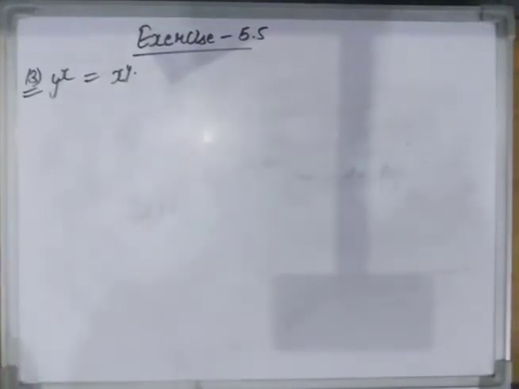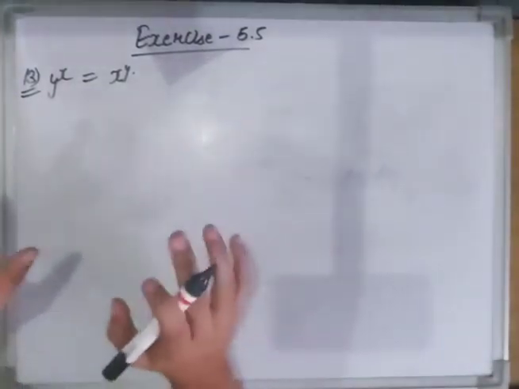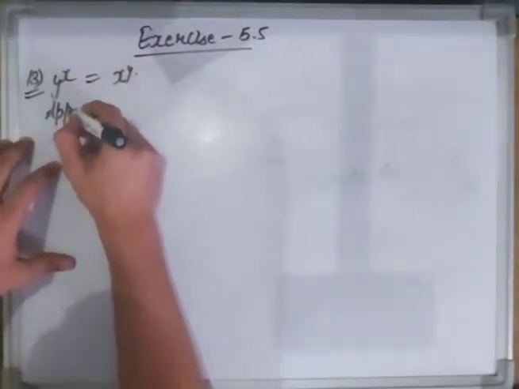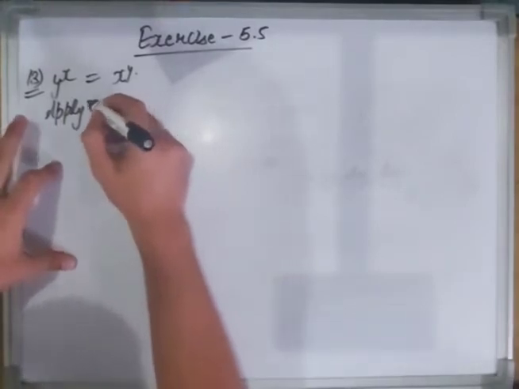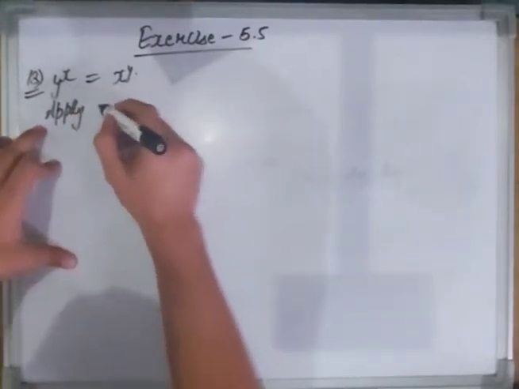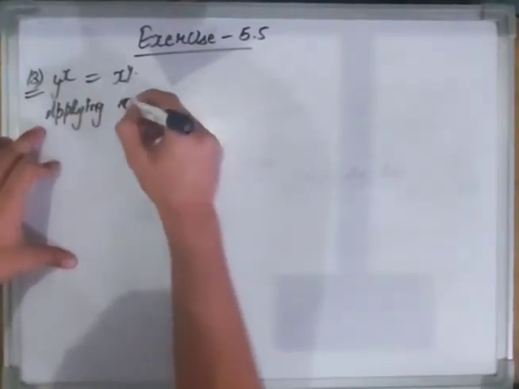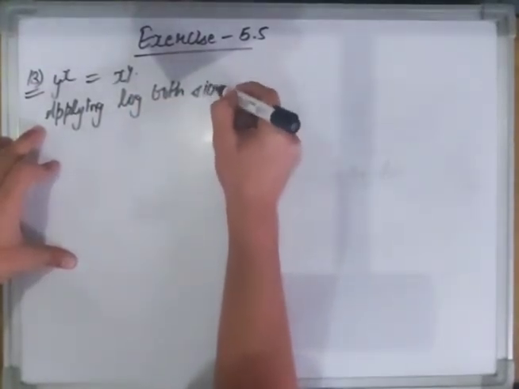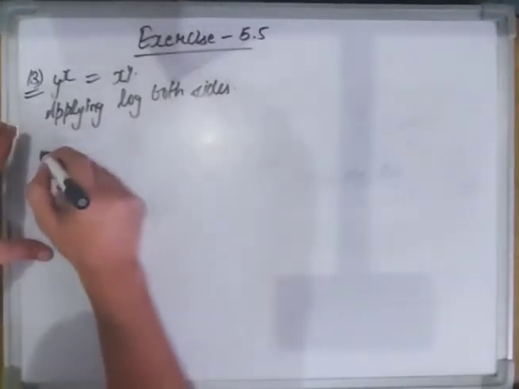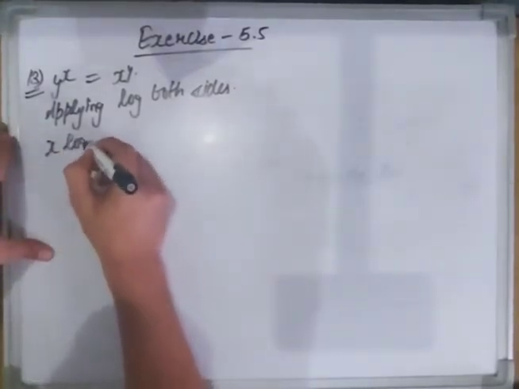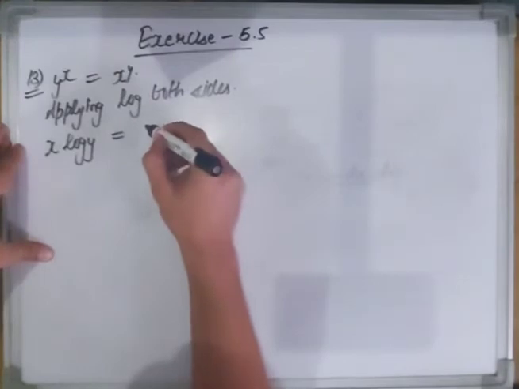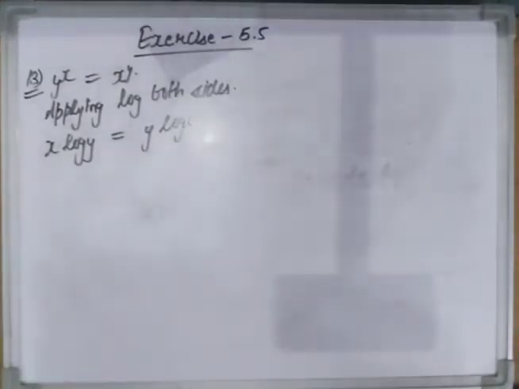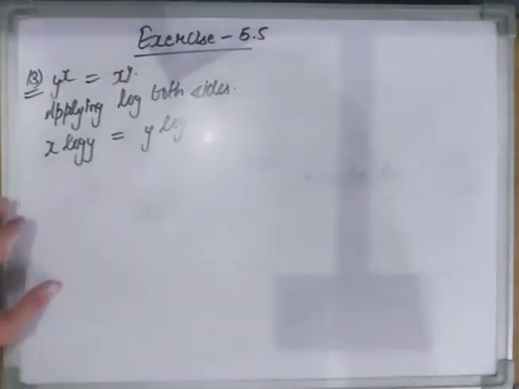Now just have a look at this 13th question. I'm doing this part by showing you every single step. Applying log on both sides, we have x log y equals y log x. This is what we have got after taking log to both of the sides.